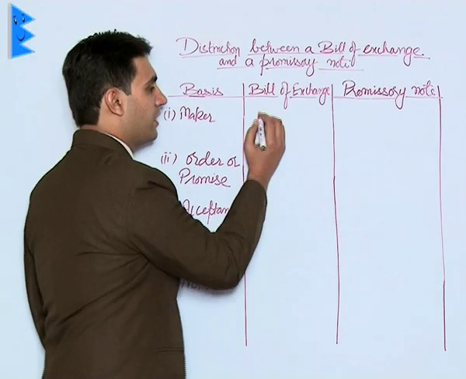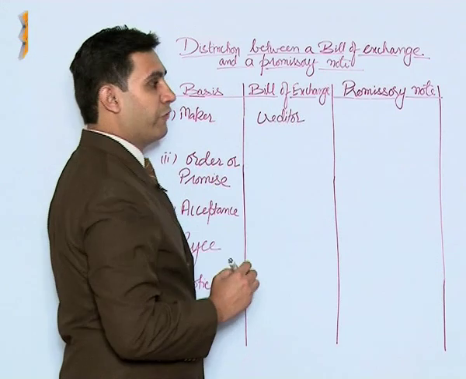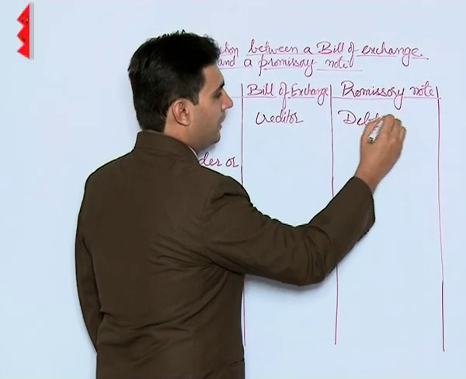The bill of exchange is drawn by the creditor, whereas a promissory note is drawn by the debtor of the transaction.